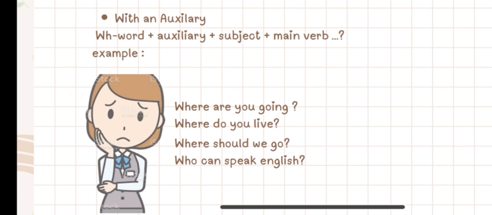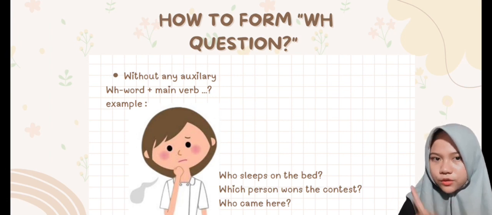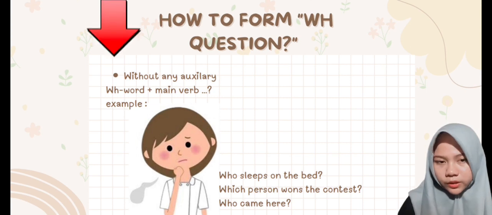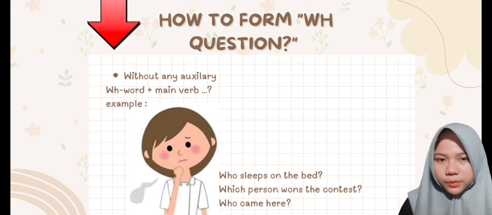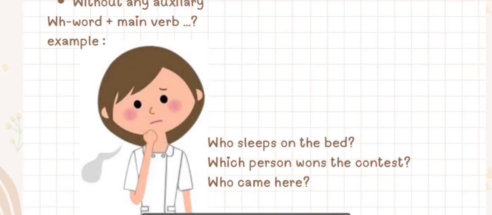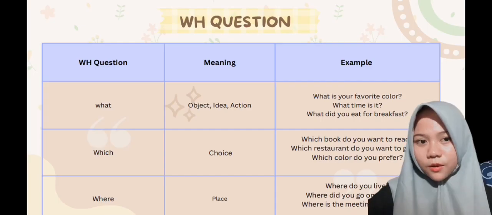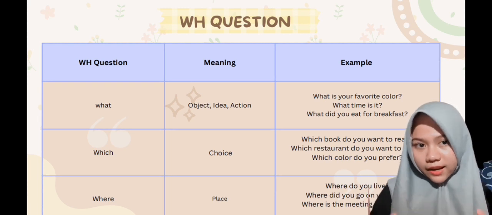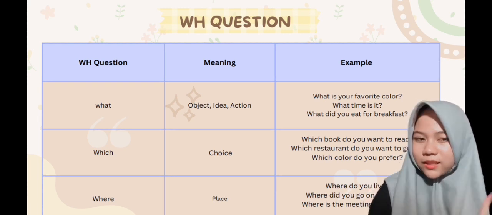And etc. And then the formula if you do not use any auxiliary is WH word plus main verb plus question mark. For example, who sleeps on the bed? Which person wants the contest? Who came here? For the next, I will explain to you how to use the 9 WH questions.